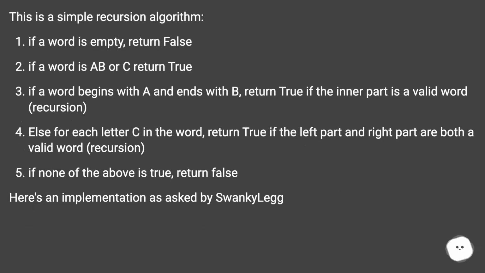This is a simple recursion algorithm. If a word is empty, return false. If a word is A, B, or C, return true. If a word begins with A and ends with B, return true if the inner part is a valid word, recursion. Else for each letter C in the word, return true if the left part and right part are both a valid word, recursion. If none of the above is true, return false.